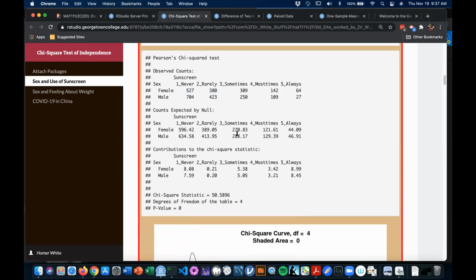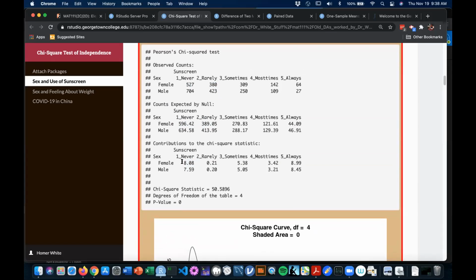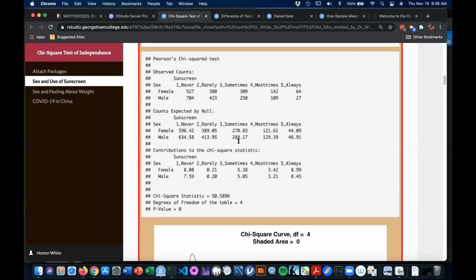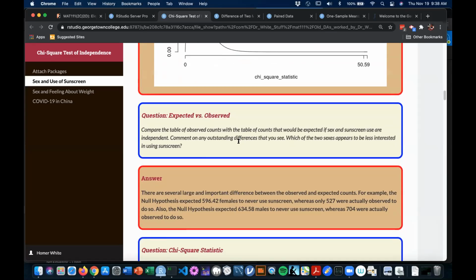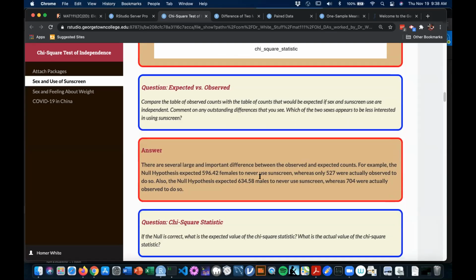The way you can really tell if a difference is big is by looking at the contribution of the chi-square statistic that goes with it. And so the differences that I would be inclined to talk about would be like any of these 4 that I've just selected. So I just picked a couple to mention. So there are several large and important differences between the observed and expected counts.